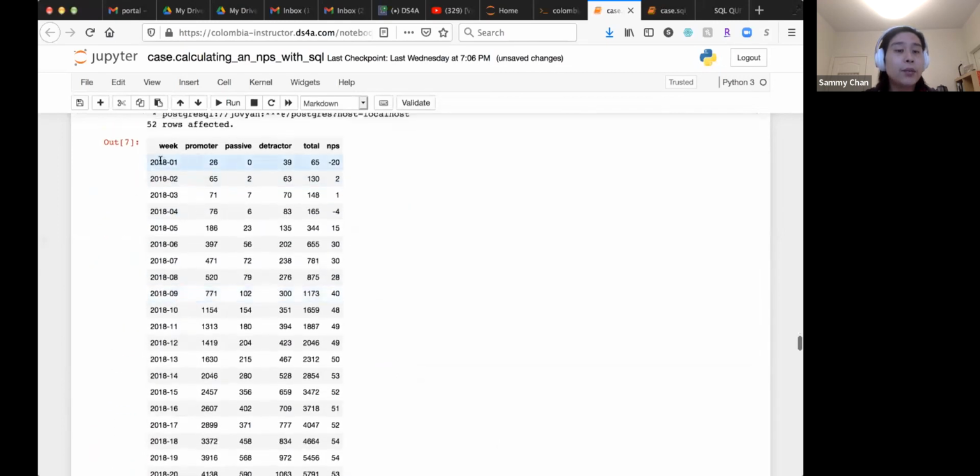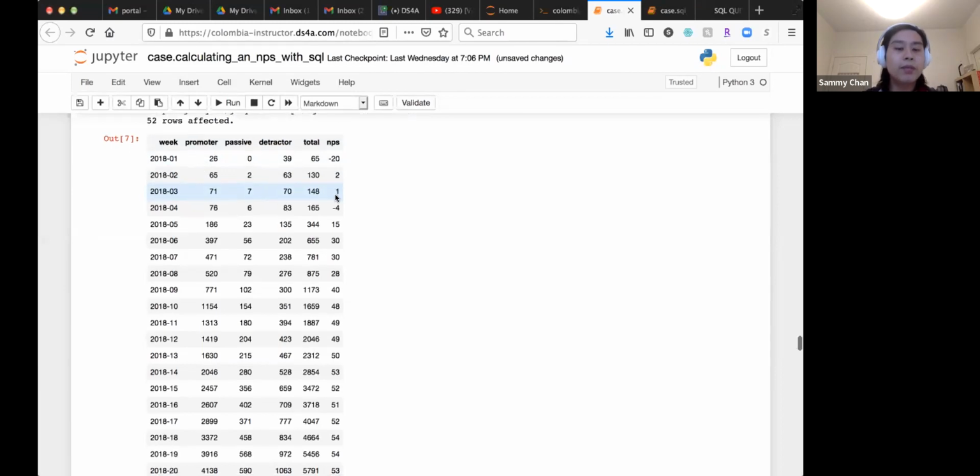Nice. So we are seeing the NPS column being calculated. Just like we said, a way to check if our query did the right thing is to have some quick example numbers done in our head. In the third week, since the promoter and detractor numbers were more or less the same, we should expect the NPS to be somewhere around 0, and we got 1 here, which is right where we expect it would be.